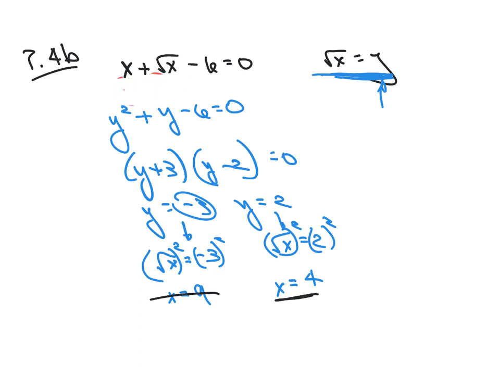I know you're like, I believe you. You don't have to do this for me. Yeah, but I need something to do. So 4 plus square root of 4 minus 6 equals 0. So 4 plus 2 is 6, minus 6 is 0, and that is correct. So that's why the x equals 4 works for us.